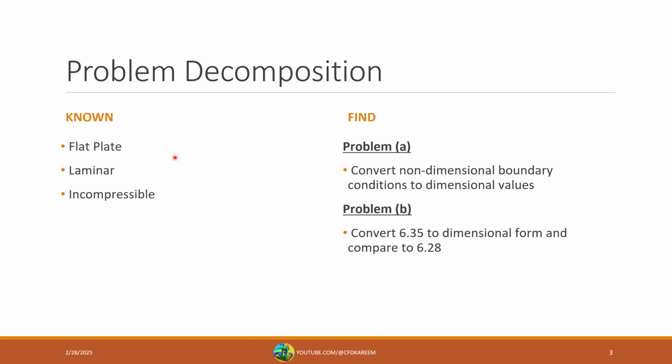So the things that are known for this problem, we know that it's going to be a flat plate. We're told that it's going to be laminar flow, and we're also told that it's going to be incompressible flow. And so in problem A, what we want to find is we want to convert the non-dimensional boundary conditions to dimensional values. And then for problem B, we need to convert 6.35 to the dimensional form and compare it to 6.28.